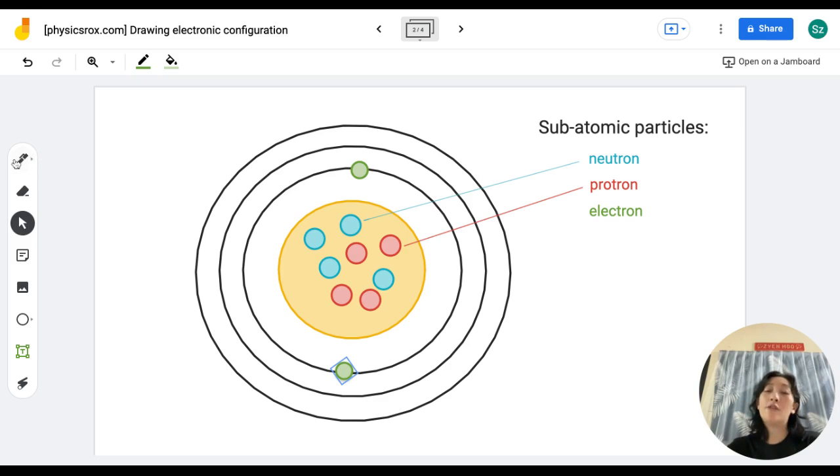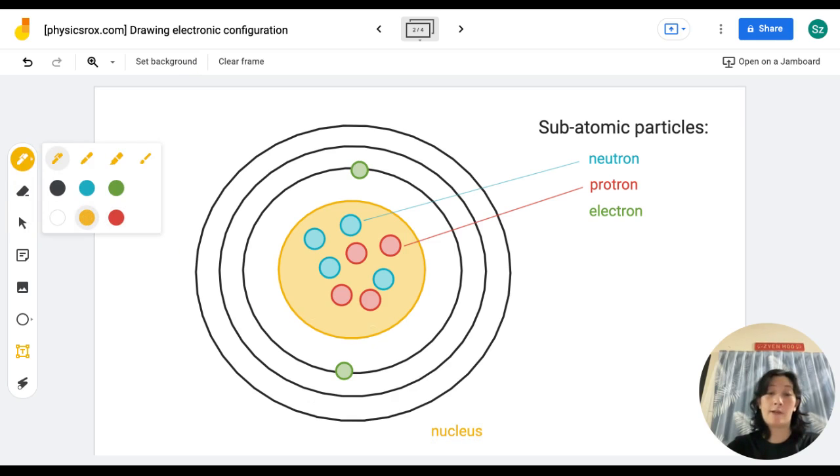And yes, the neutrons and protons both reside in the center of the atom, which is known as the nucleus. So I'm going to label the nucleus accordingly. And the electrons, on the other hand, orbit the nucleus in these black rings, and these rings are known as shells.